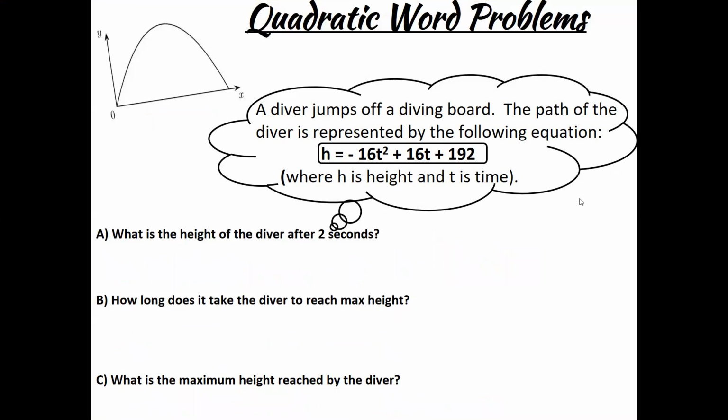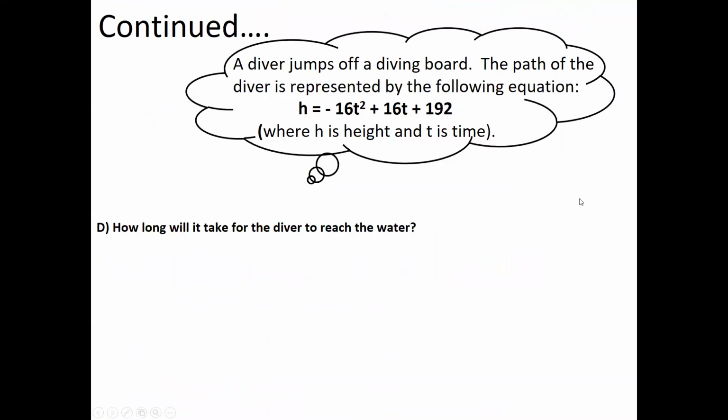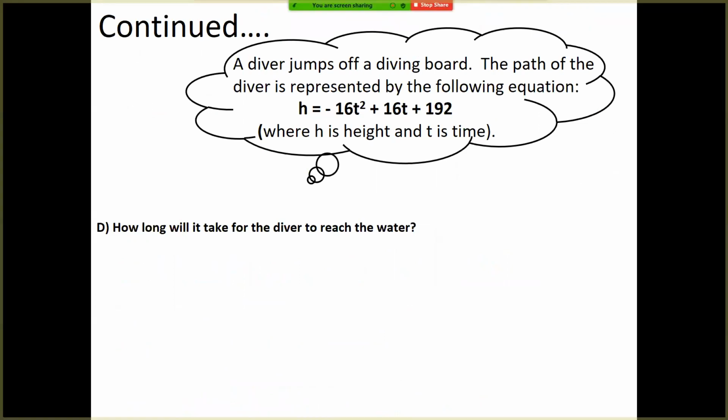All right, one last one, letter D. Again, we're using the same diver and diving board scenario, but this time we've been asked to figure out how long it takes the diver to reach the water. If the diver's reaching the water, that just means that his height, so for this, we're wanting to figure out when his height is 0. His height's 0 when he hits the water. So we're plugging in 0 for h.